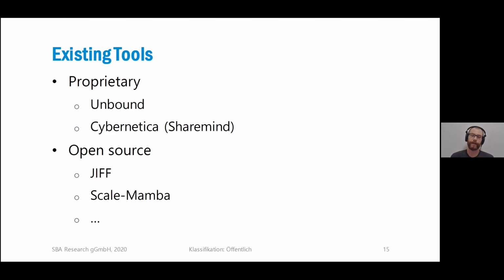And Cybernetica is more focused on the privacy setting, where they provide ShareMind, which is their framework, their infrastructure, and they have the computing nodes and like the client. You have to write the client software, and then you can do distributed, like secret shared database queries and stuff like that. So that's Cybernetica's approach to the whole thing.